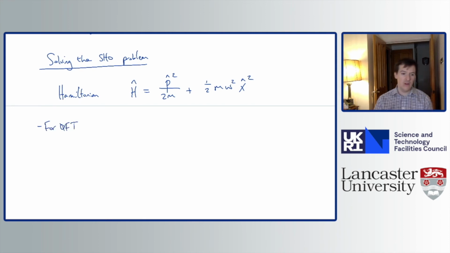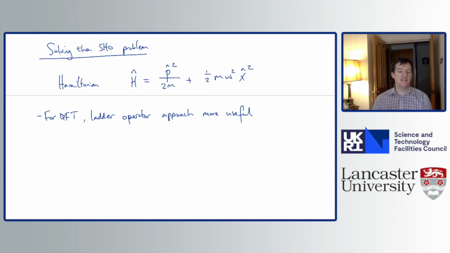So for QFT, we're going to find another approach which uses ladder operators, or sometimes they're called creation and annihilation operators. We're going to find that this ladder operator approach is going to be more useful for what comes in later lectures. Okay, so let's discuss this ladder operator approach. Let me begin first of all by rewriting the Hamiltonian a slightly different way. I'm going to factor out a factor of omega over 2 from my Hamiltonian above.